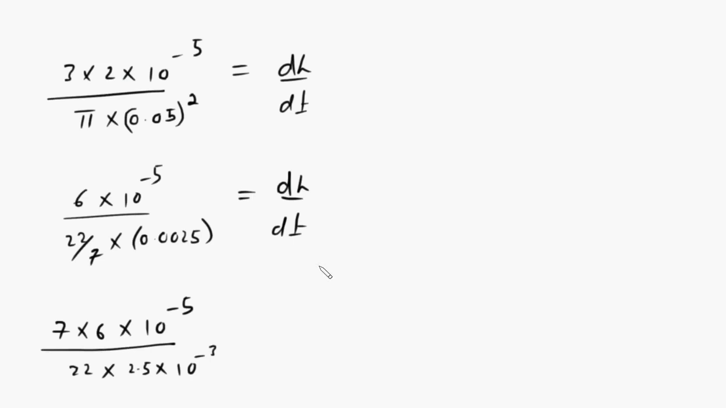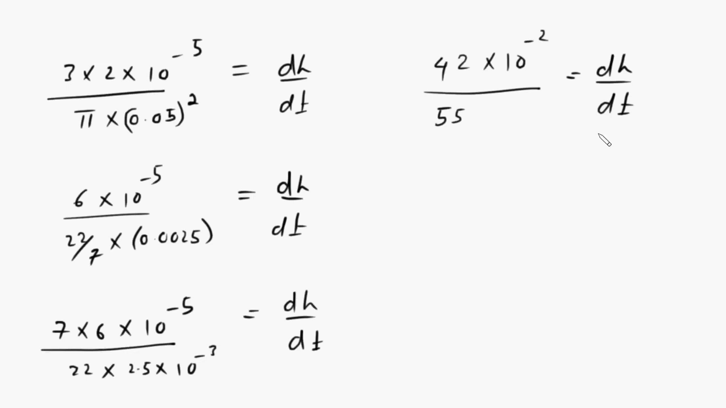So what do I get there? 7 times 6, this now is dh/dt. So 7 times 6 is just 42 times 10 to the power negative 2 over 22 times 25, which is just 55. This one is just 55 times negative 5 minus negative 3, we get negative 2 up there, so I have finished there. Over 25 is equal to dh/dt. So this is just 42 divided by 55 times 10 to the power negative 2 is equal to dh/dt.